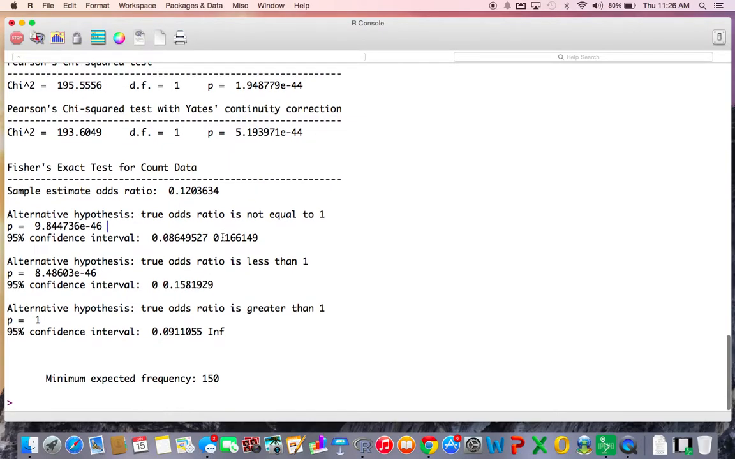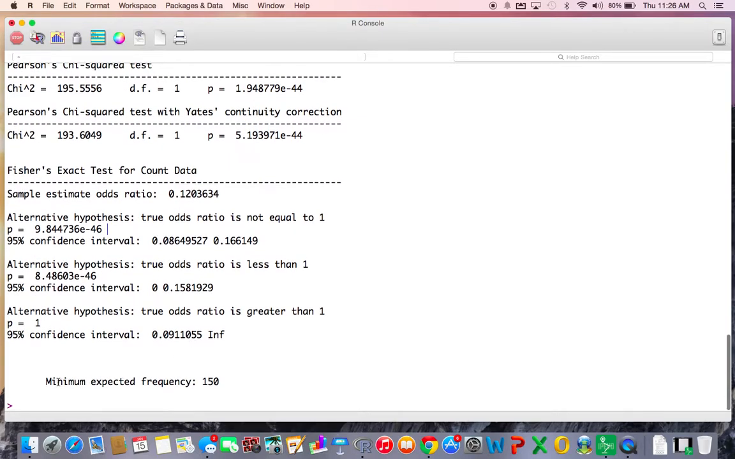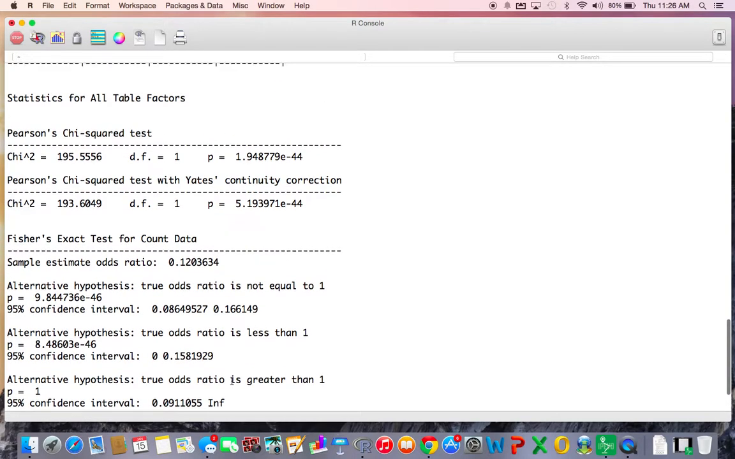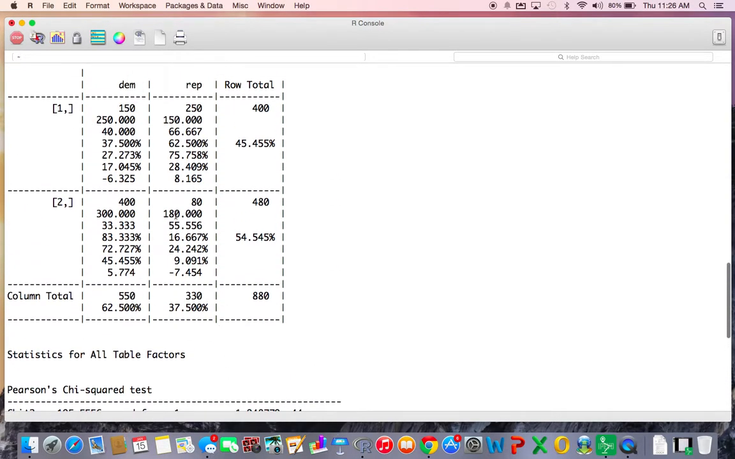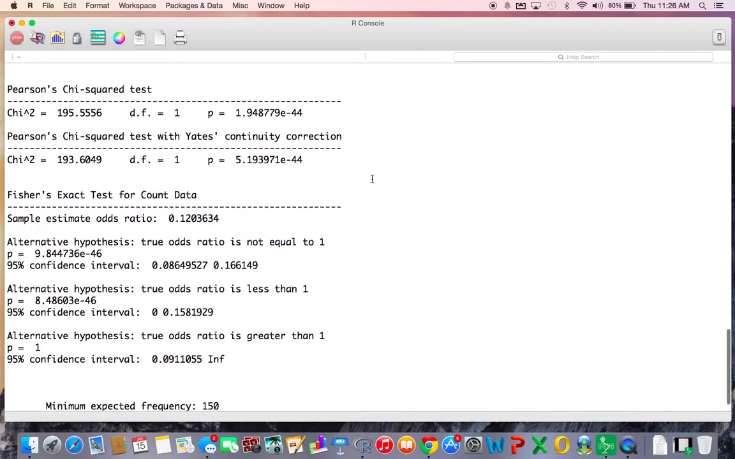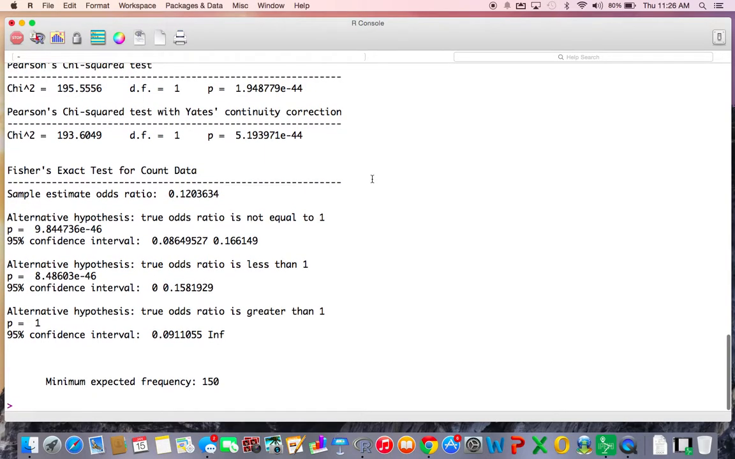Okay, so minimum expected frequency is 150. That just tells us, of all the counts up here, of all the cells, that the minimum, and we can see that was pro-life for Republican, was 150. At the end of the day, we don't have anything under 5, so we have no reason to have any concerns whatsoever.